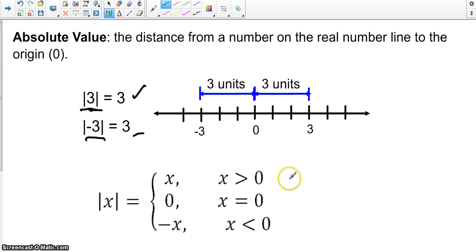Down here, this is the formal definition of absolute value. Okay, so the absolute value of x is equal to x if x is greater than 0. The absolute value of x is equal to 0 if I put a 0 in here. And if I throw a negative in here, like the negative 3, then I get a negative x, which means the negative of a negative x, so that will turn it positive. Okay, so that's kind of what this definition here means.